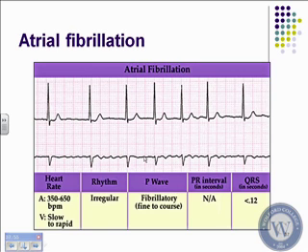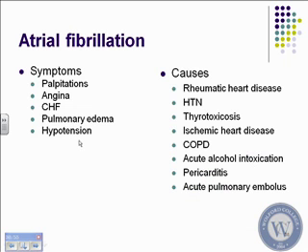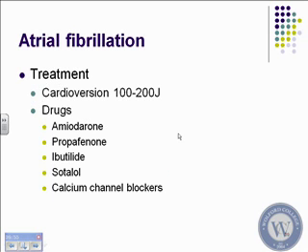Atrial fibrillation basically loses all kick. As a consequence, it can become a very severe problem in some patients. Causes of it are rheumatic heart disease, hypertension, thyrotoxicosis, patients with bad COPD, patients with acute alcohol intoxication, and patients with acute pulmonary embolus. Treatment includes cardioversion, but atrial fibrillation is a little bit more difficult to shock out of, so it requires defibrillation. Cardioversion at 100 to 200 joules.